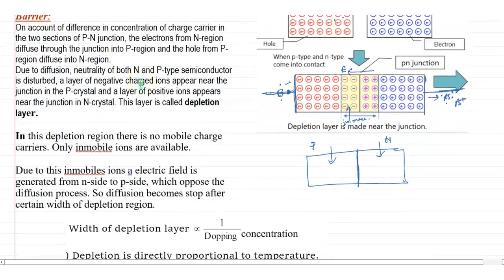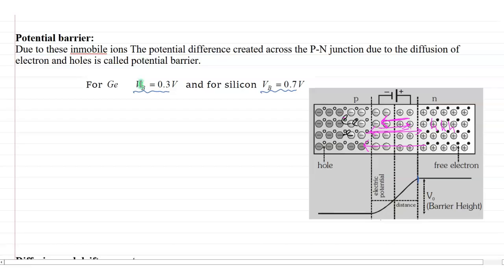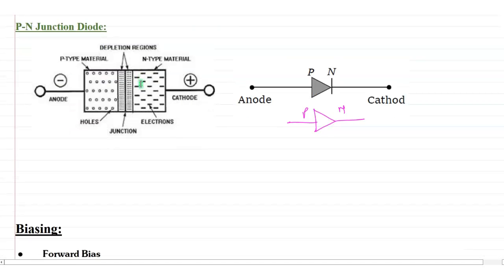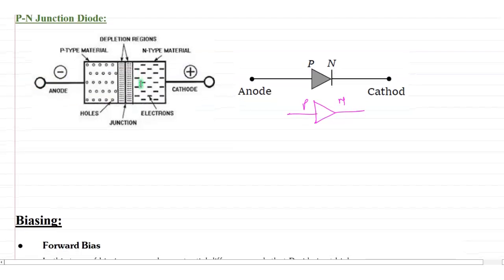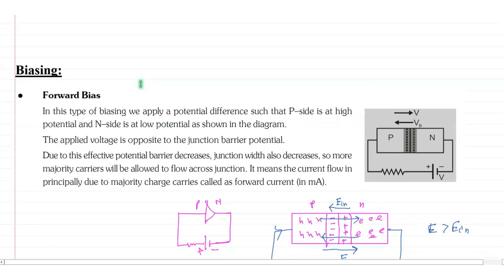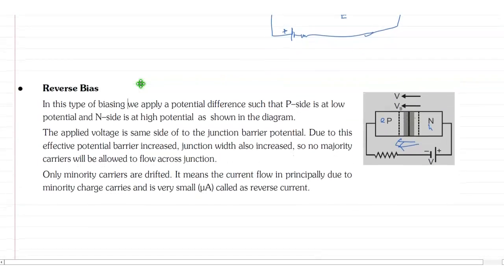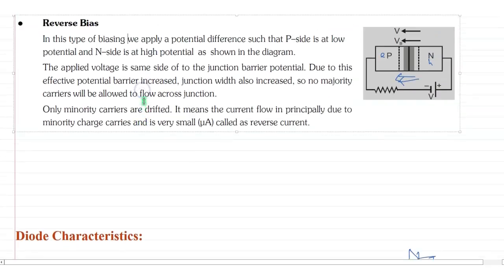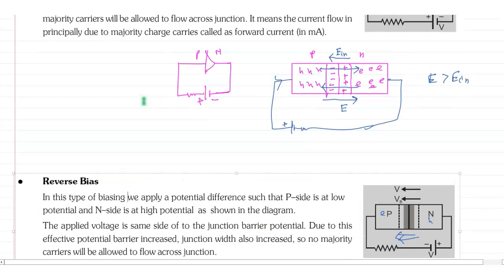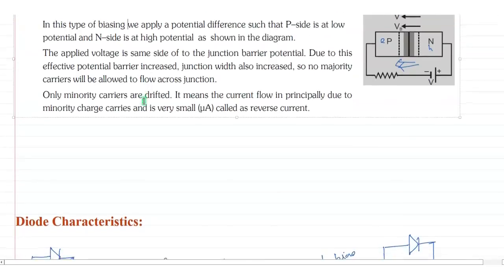In our previous class, we discussed the PN junction diode. What is a PN junction diode? What is its biasing? And we discussed the depletion region, mobile charge carriers, minority charge carriers, majority charge carriers, and biasing of the diode.